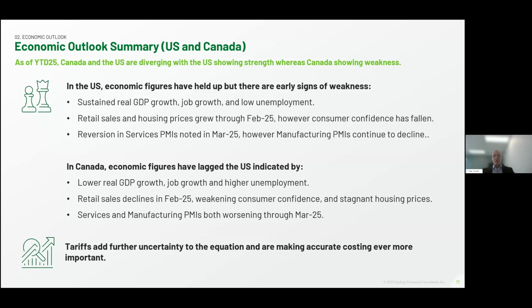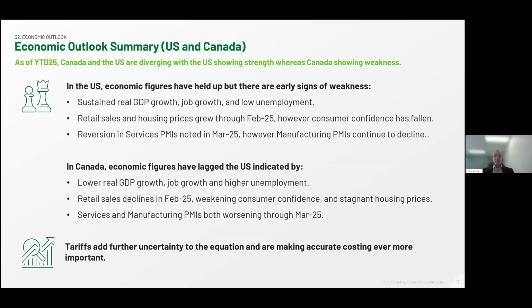So just to summarize, as of year-to-date 2025, the economic divergence between Canada and the US is becoming increasingly clear. While the US economy shows resilience, Canada is facing mounting challenges. In the US, we're seeing sustained real GDP growth, job creation, and low unemployment. Retail sales have also remained strong through Feb, and housing prices continue to rise. However, services PMI showed some improvement, and manufacturing, on the other hand, showed declines.